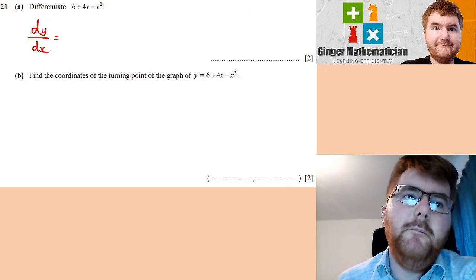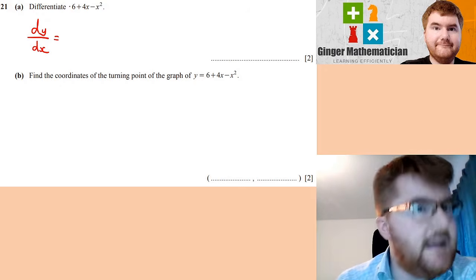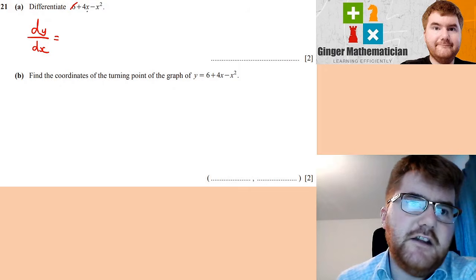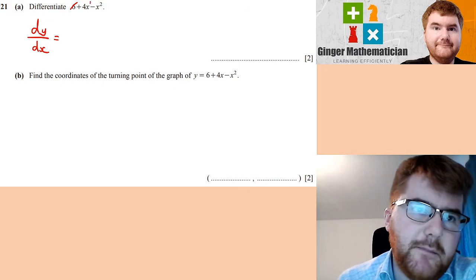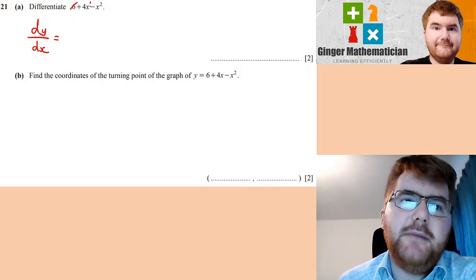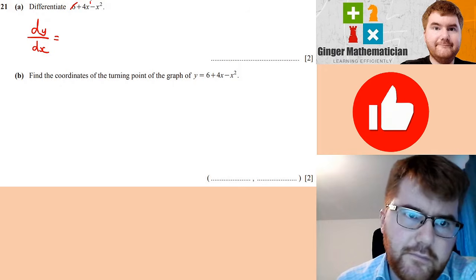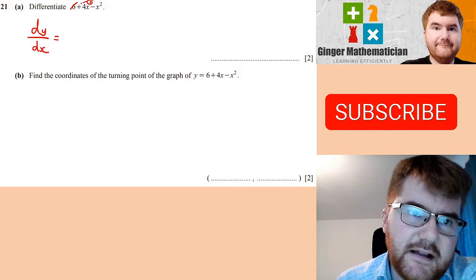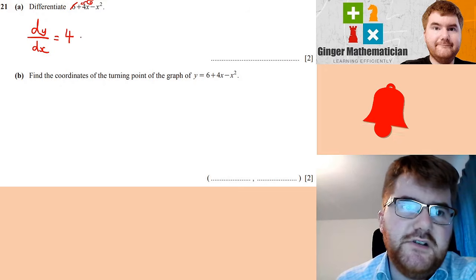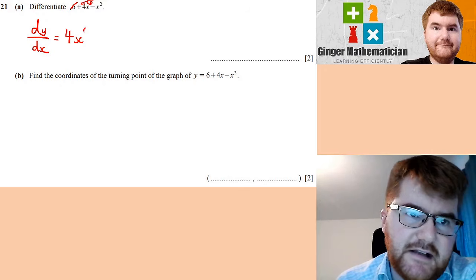Now if you have a number and differentiate it, it disappears. Okay, so we're going to ignore that. If we differentiate this, well, we still use the power law as normal. Notice x on its own is the same as x to the power of 1. So we bring that 1 to the front. 1 times 4 is 4. Reduce the index by 1, so x to the power of 0.